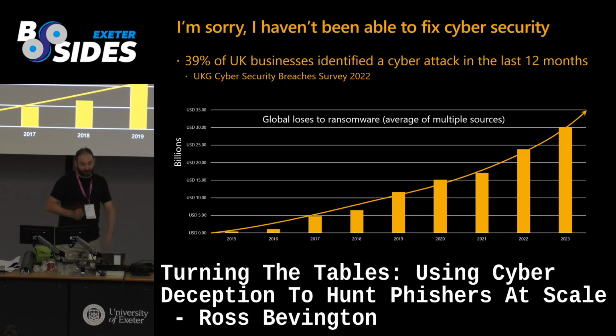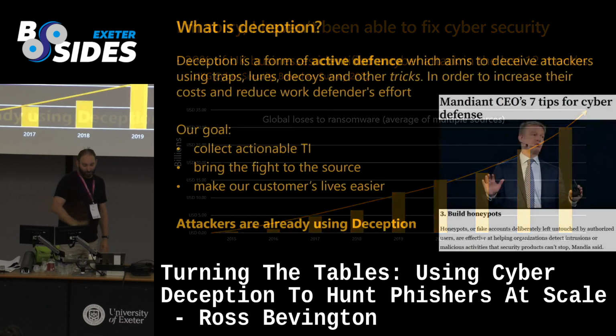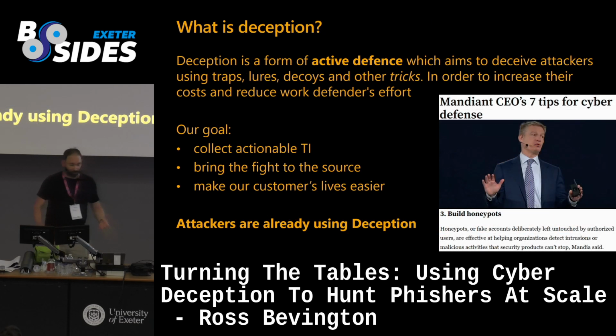So anyway, we need new blood. And we need to start thinking about different things. And one of those things I want people to start thinking about is deception technology. Now, deception, as it says up here, is a form of active defense.